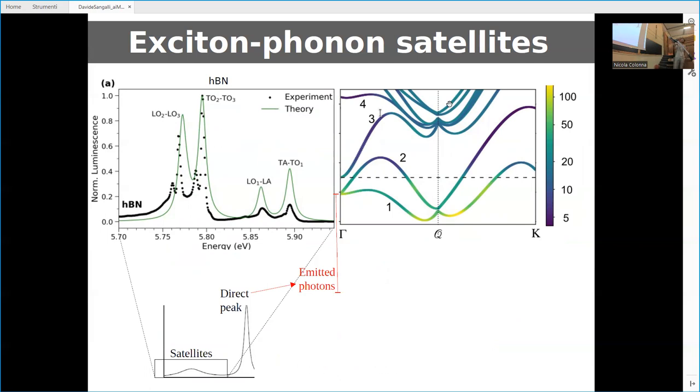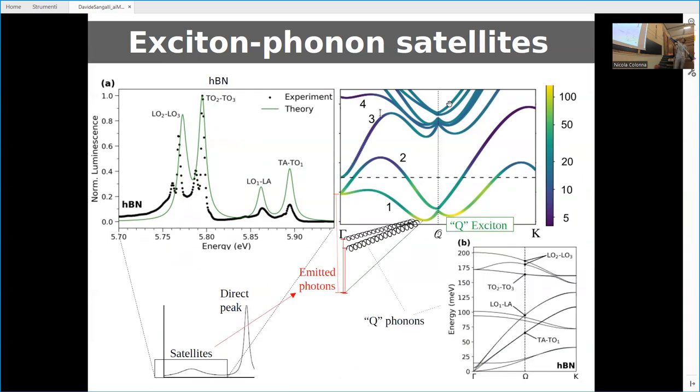Now, what we are looking at here instead are the satellites, and these are the emission of photons, not directly from this peak, but from this valley. And this emission has to be mediated by different phonons. Depending on which phonon energy is taken into account, I have different replicas. And here I see basically only the satellites, because this is photoluminescence, so this is exciton emission. I can imagine that if my material is at low temperature, only these states are occupied while this state is empty. So I just have the gas of excitons in this valley, and I can just see the signal from the satellites.